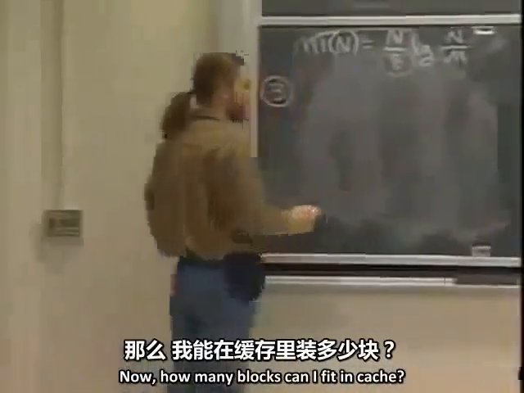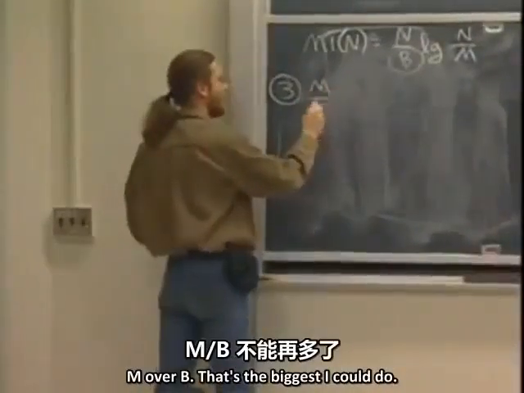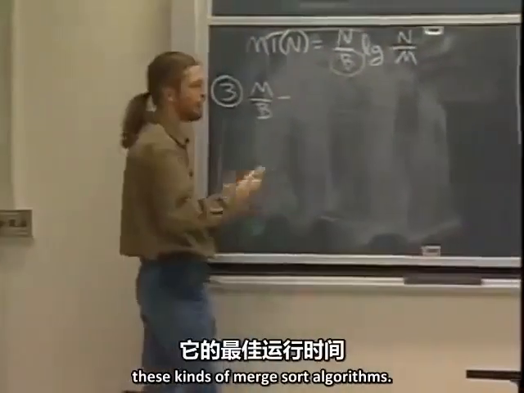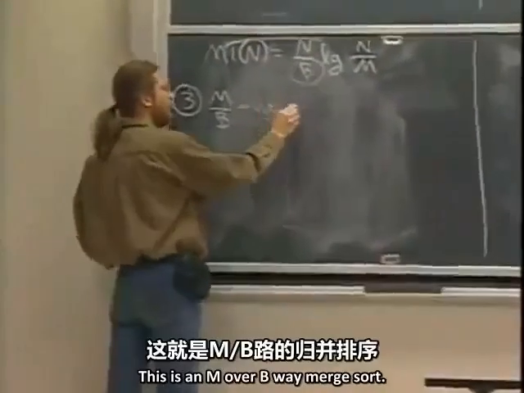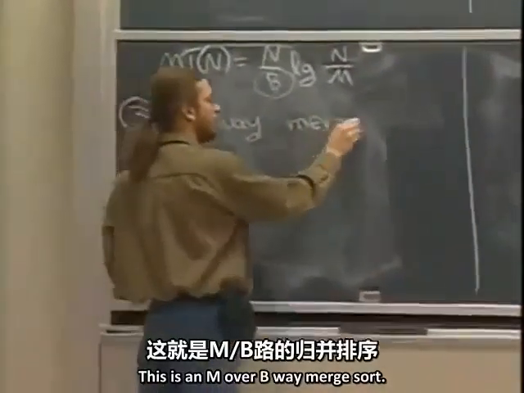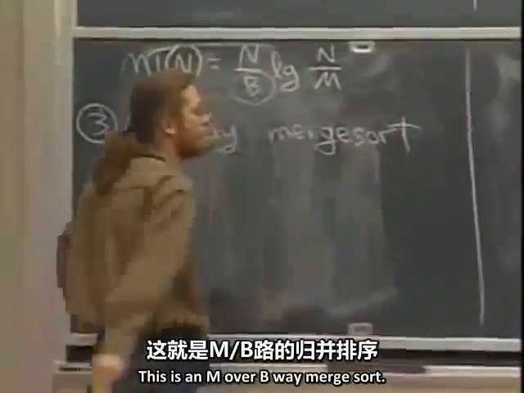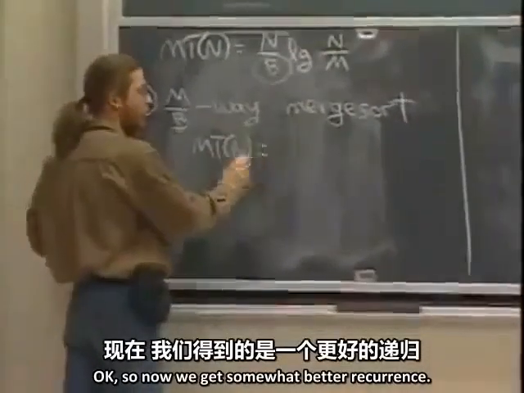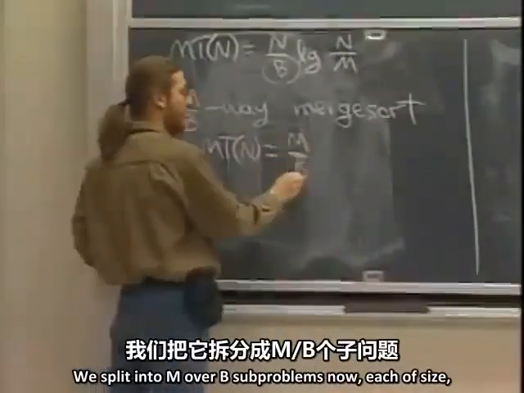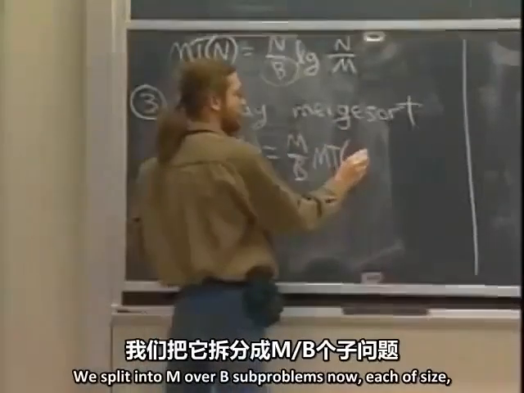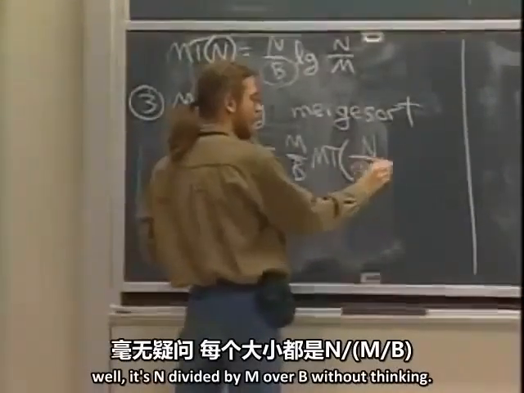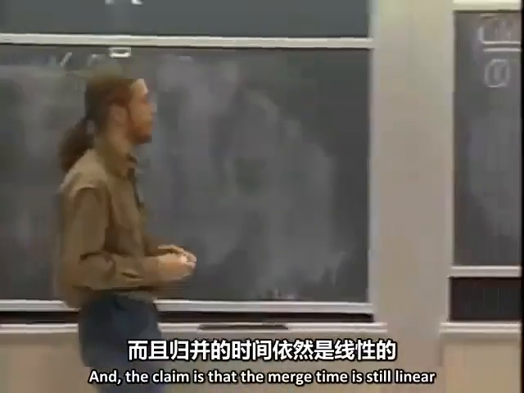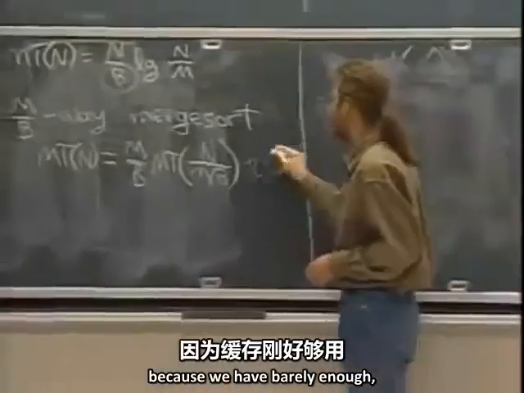Now, how many blocks can I fit in cache? M over B. That's the biggest I could do, so this will give the best running time among these kinds of merge sort algorithms. This is an M over B way merge sort. Okay, so now we get a somewhat better recurrence. We split into M over B subproblems now, each of size n divided by M over B. And the claim is that the merge time is still linear, because we have barely enough.